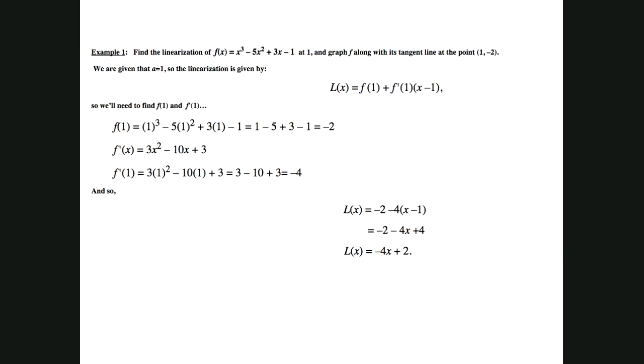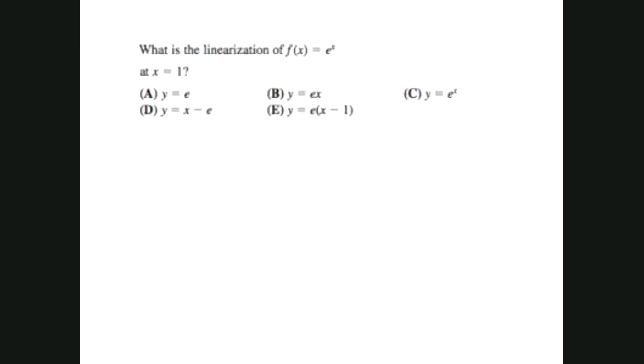So here's a problem. It says, what is the linearization of f of x equals e to the x when x equals 1? Okay, so you could do it in two different ways. I'm always going to stick with the tangent line. So basically this is asking, what is the tangent line when x equals 1? If I wanted to find the point, I know x equals 1. So if I plug 1 in here, e to the first power is just e. So my point is (1, e), which is kind of a weird point, but that's okay.